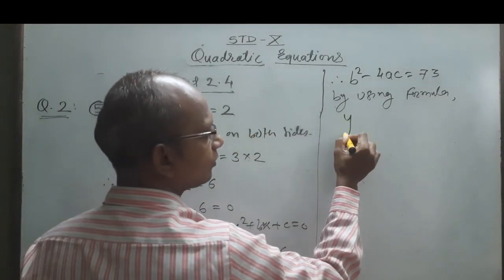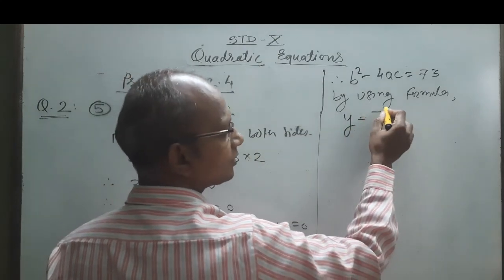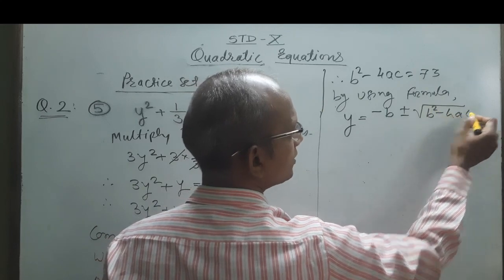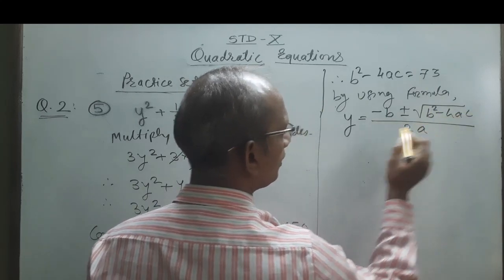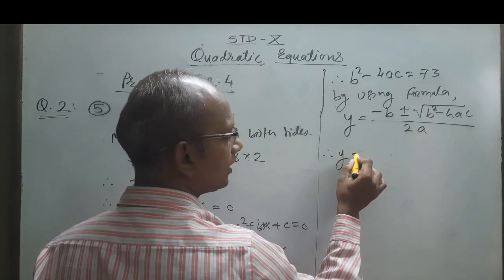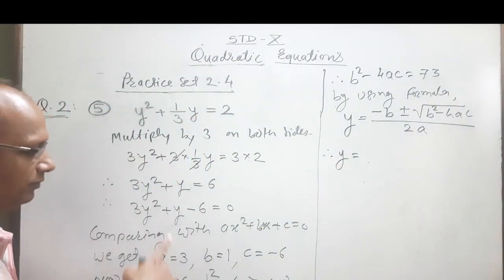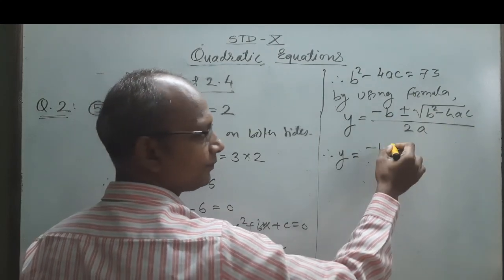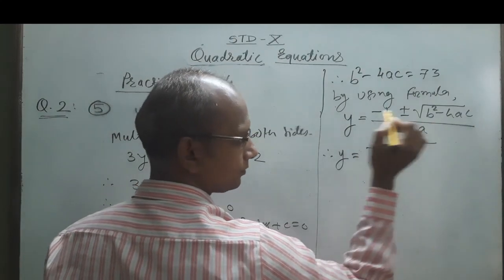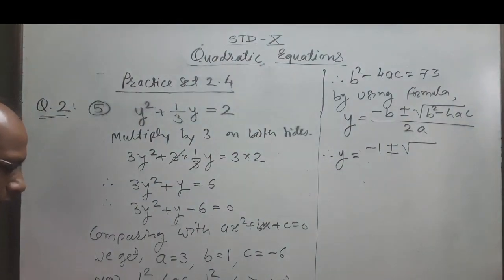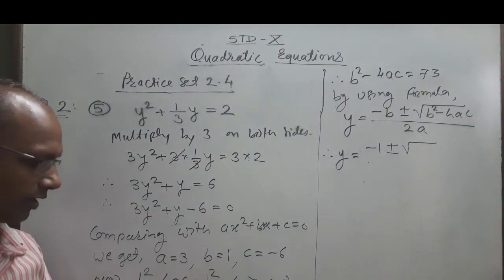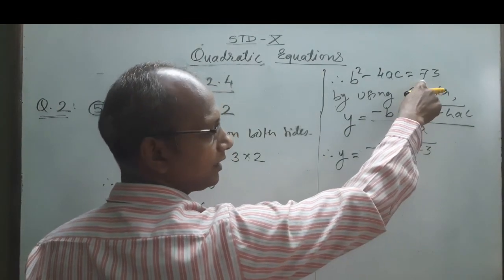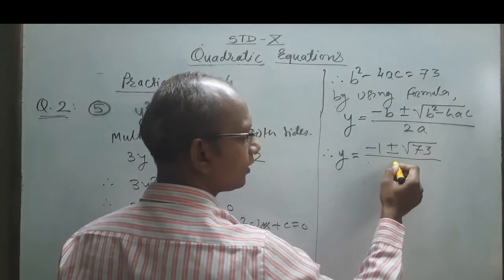So we write here y is equal to minus b plus minus under root b square minus 4ac upon 2a. Therefore, putting the value, y is equal to minus b. What is the value of b? That is 1. So minus 1 plus minus square root of b square minus 4ac. The value of b square minus 4ac we already calculated, and that is 73. This value again written here upon twice a.